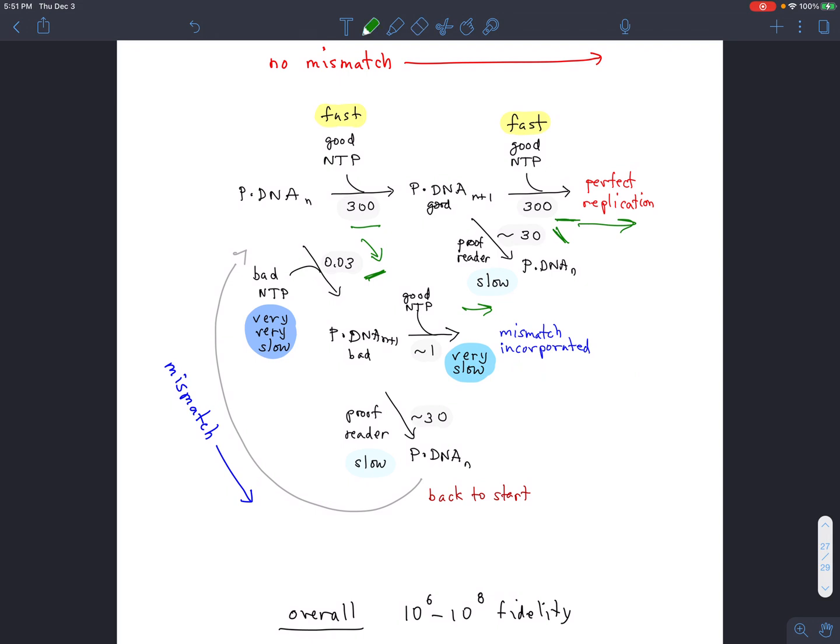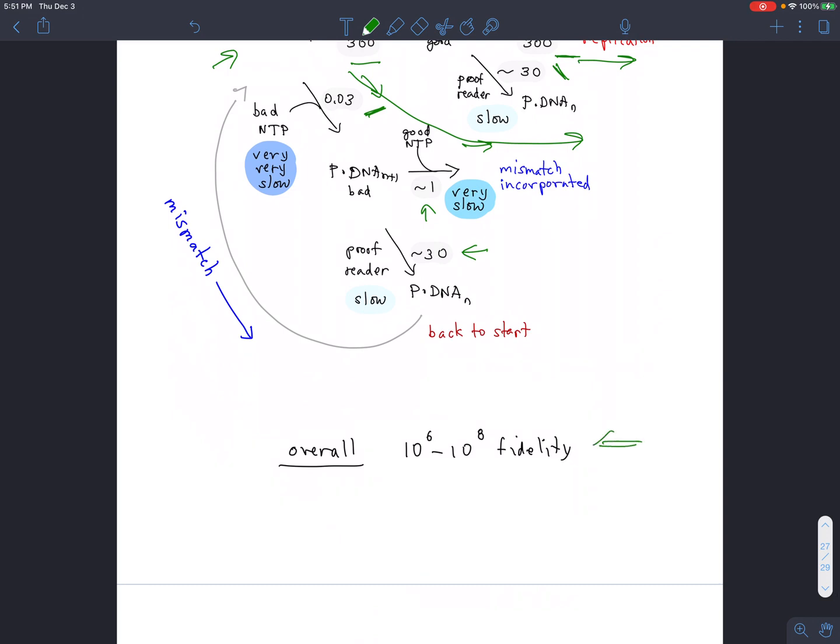And both of them are slow, which means the overall rate for this pure mismatch branch is very slow compared to, well, the proofreading rate now is 30 times faster with these numbers than the mismatch solidification step, which means you end up going back here, which means you have a chance to go back down the good path. That is enough to give us the fidelity we need, at least for bacteria and also for our own genomes. And that is the end of this review.